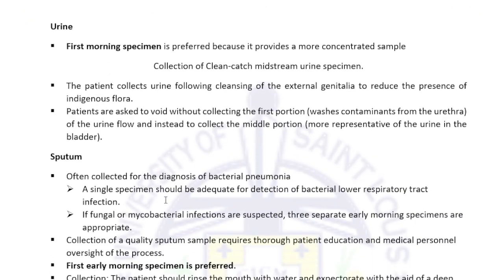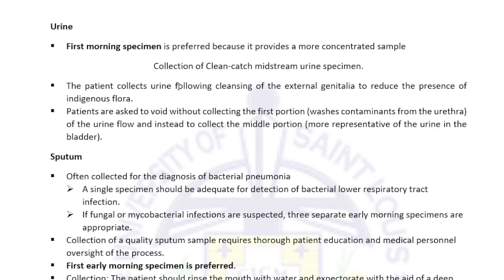Okay? So, for urine, usually it's the first morning specimen that is preferred because it is more concentrated. However, if this is not possible and you really need to collect a sample, it should be a midstream clean catch. So, the patient collects urine following cleansing of the external genitalia to reduce the presence of indigenous flora. Because not only the skin but also our private parts are full of commensal flora. And actually, these commensal flora are good. They give us benefits. Why? Because they act as a barrier against foreign microorganisms.